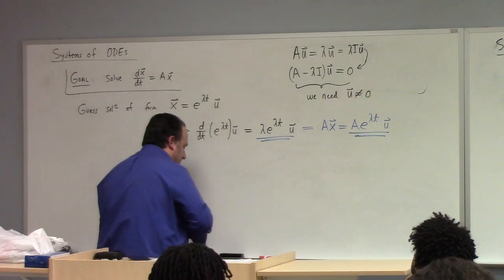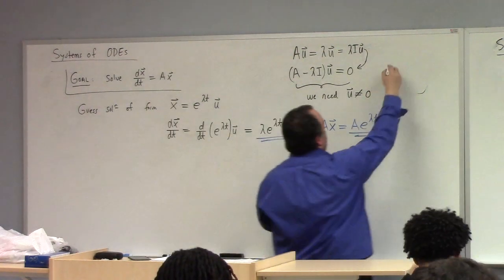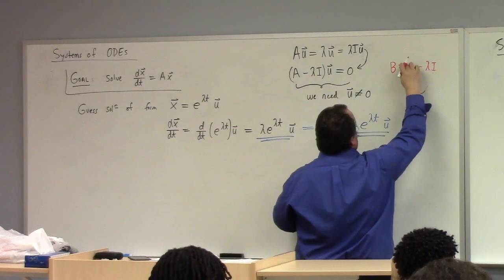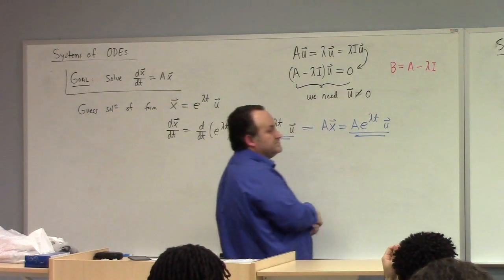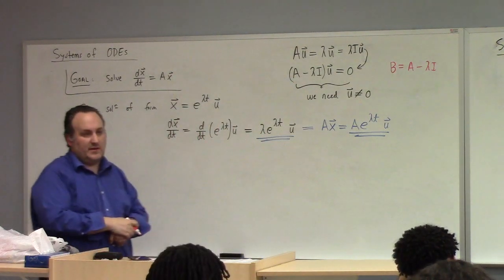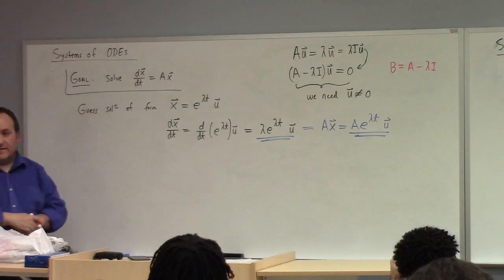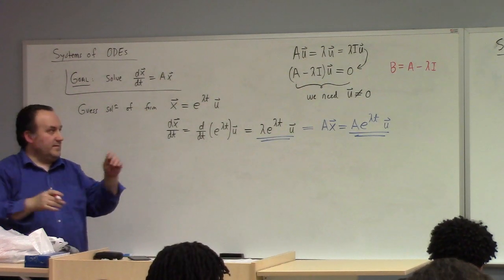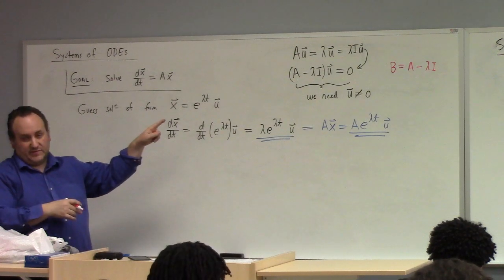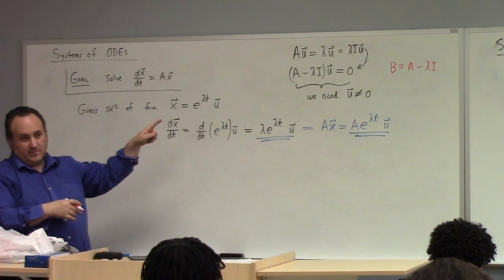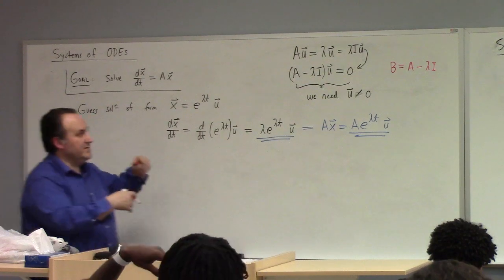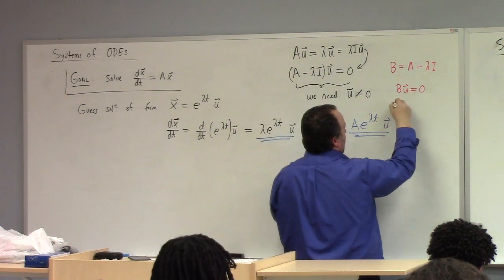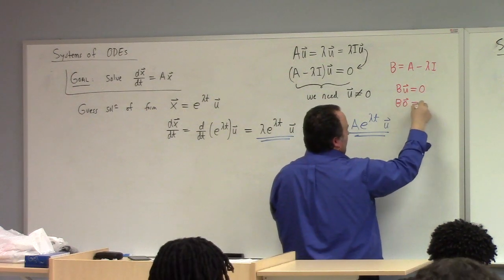So if I let the matrix B, for the sake of discussion, be equal to A minus lambda I, what can you tell me about this matrix? Well, it's not the 0 matrix. It's a matrix which has u not equal to 0 as a solution, like B times u equal to 0. B times the 0 vector is also 0, right?